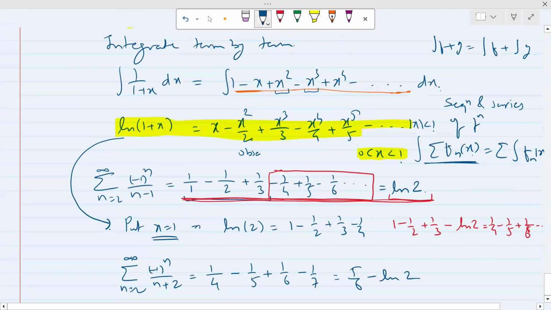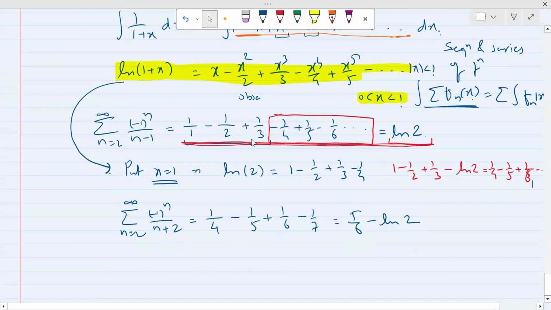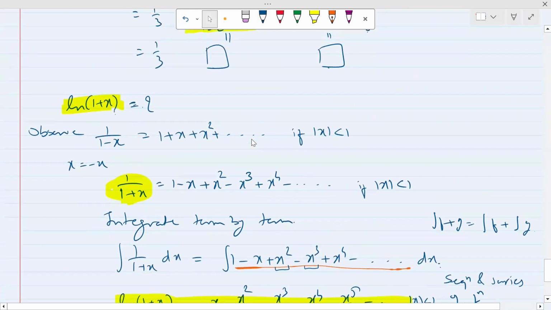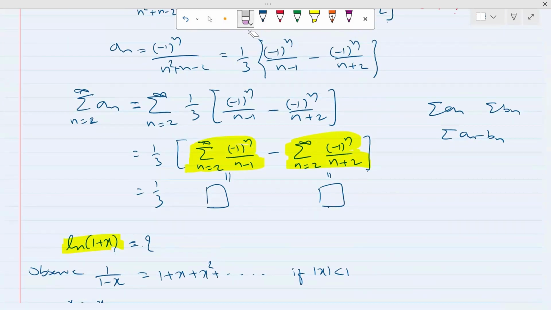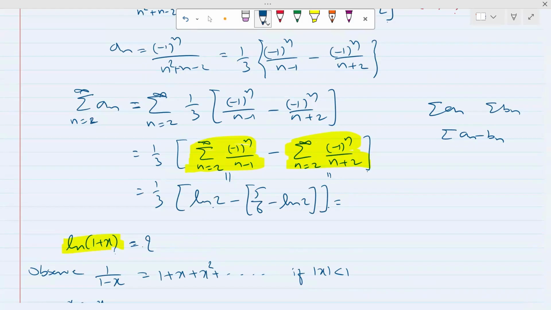So then finally, what is the answer? First we got ln of 2 and the second we got 5 by 6 minus ln of 2. So if I substitute here, what am I going to get? It's ln of 2 minus 5 by 6 minus ln of 2. So that's 1 by 3 into 2 ln 2 minus 5 by 6. This is what we will get.